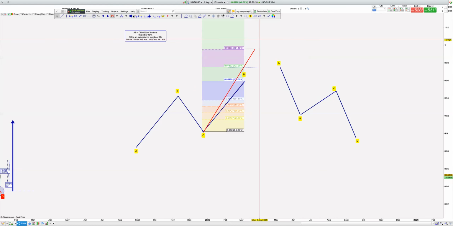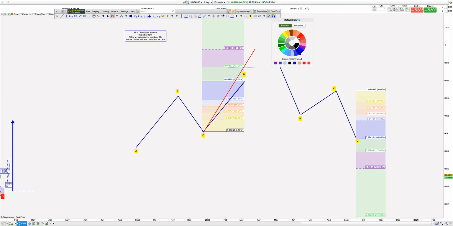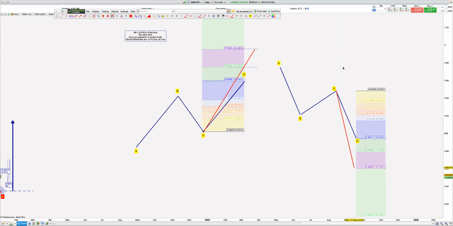The same thing for the way down on the right. We'll measure the CD leg with the extension tool to get the relevant movements. So the maximum extension is going to be down here. That's going to be a 161% extension. We also have an extension down to the 127, and that's the other move.